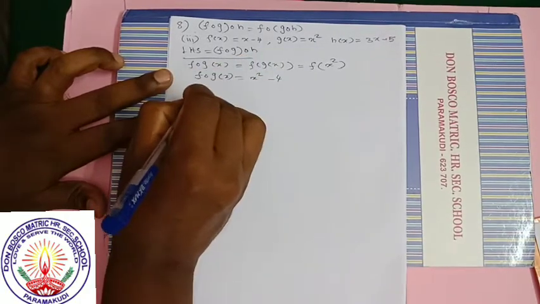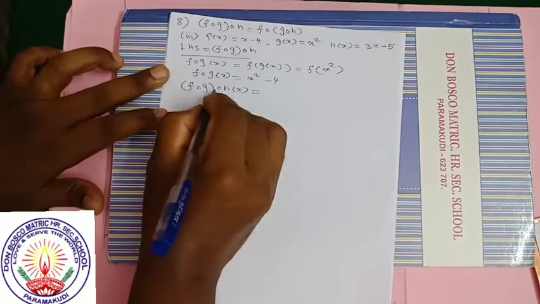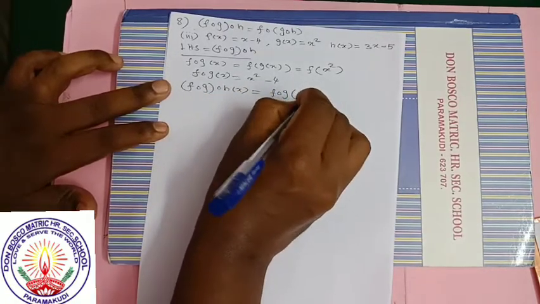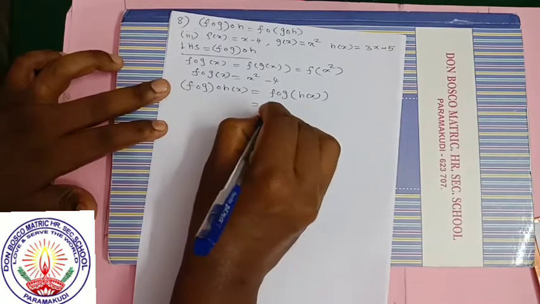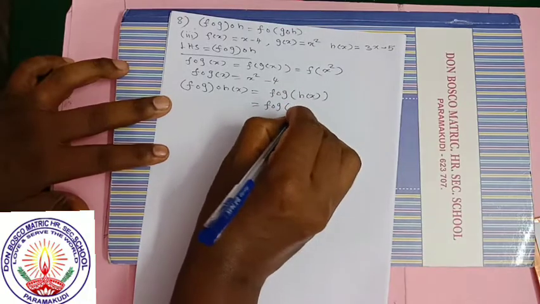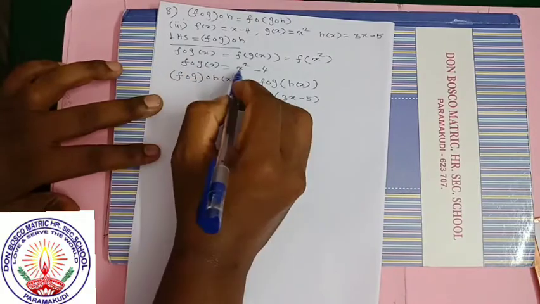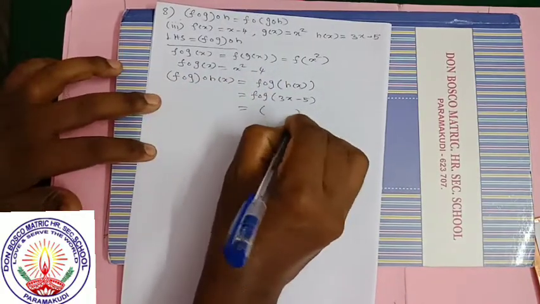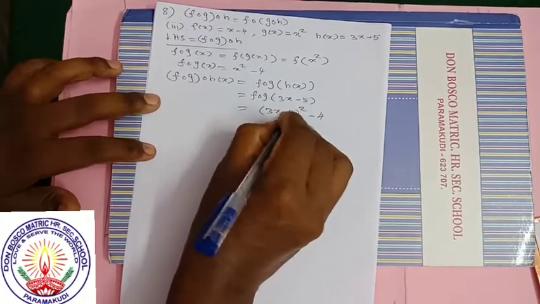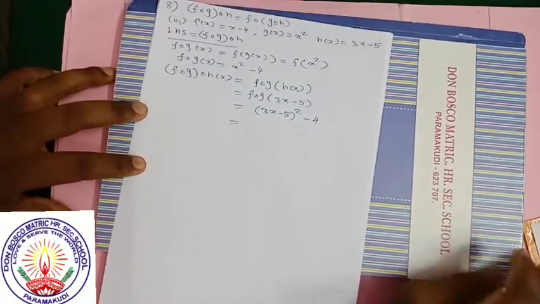Now therefore f composition g composition h of x is equal to, now this is a composition function, it is f composition g of h of x, which is equal to f composition g of, what is h of x? H of x equal to 3x minus 5. Now what is the work of f composition g? Square then subtract 4. What is given inside? 3x minus 5. So let us expand, then only we can verify the left hand side and right hand side equal or not.